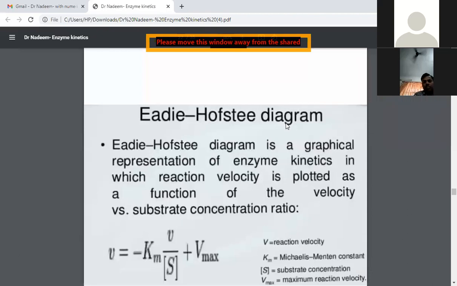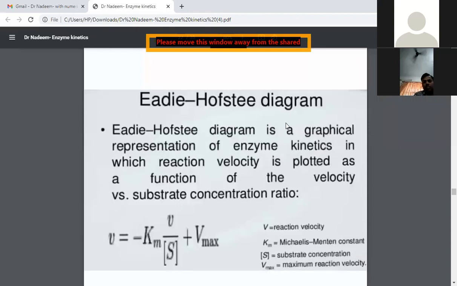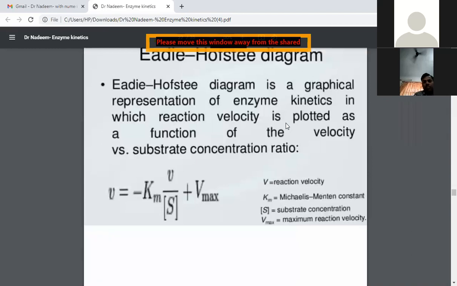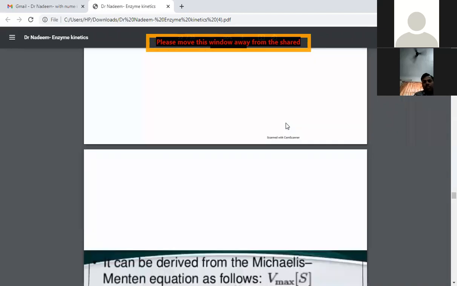Now the second plot used to determine the values of Km and Vmax is the Eadie-Hofstee diagram, also known as the Augustinsson plot, Eadie plot or Hofstee plot. Here the x-axis and y-axis are slightly different. The y-axis is denoted by velocity, while the x-axis is denoted by velocity versus substrate. This equation is obtained again by slight modification of the Michaelis-Menten equation. How it is obtained is shown here.